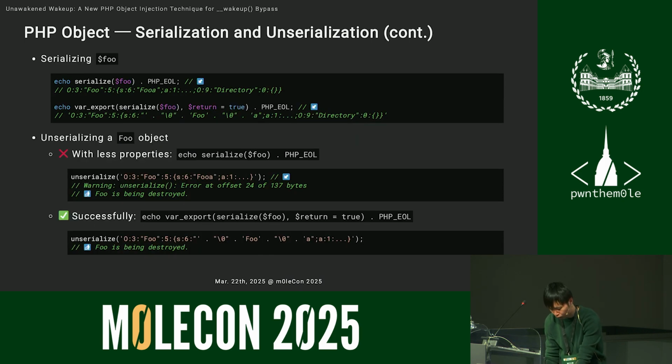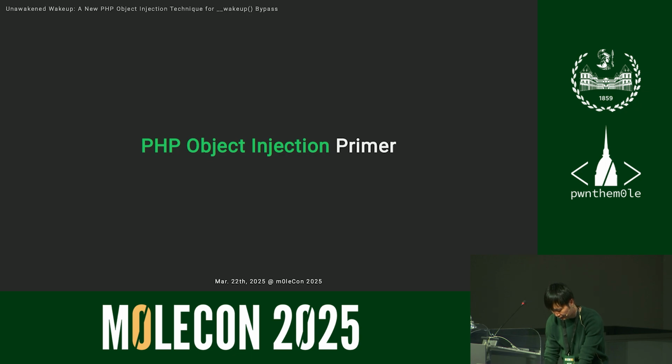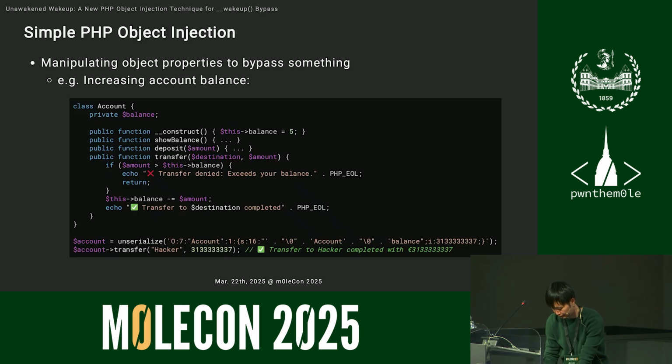This can be a pitfall when testing unserialization on the command line, so be cautious. And then it's time to talk about POI, PHP Object Injection Primer. Now first, simple PHP Object Injection.